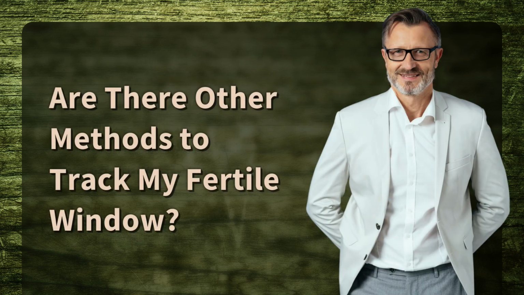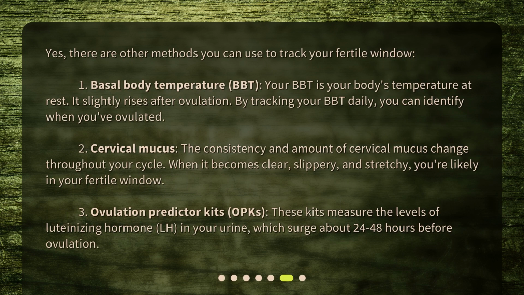Are there other methods to track my fertile window? Yes, there are other methods you can use to track your fertile window. 1. Basal body temperature, BBT. Your BBT is your body's temperature at rest. It slightly rises after ovulation. By tracking your BBT daily, you can identify when you've ovulated.